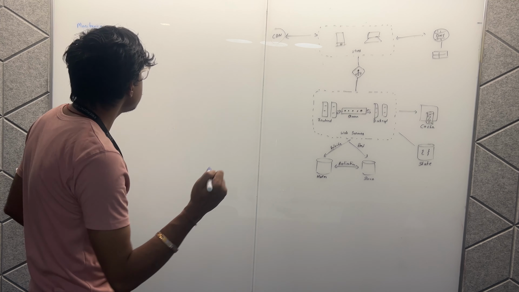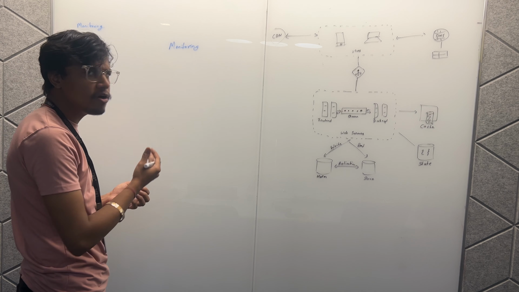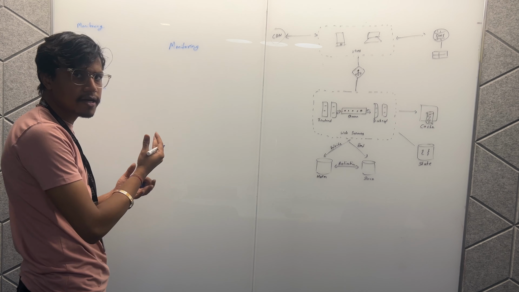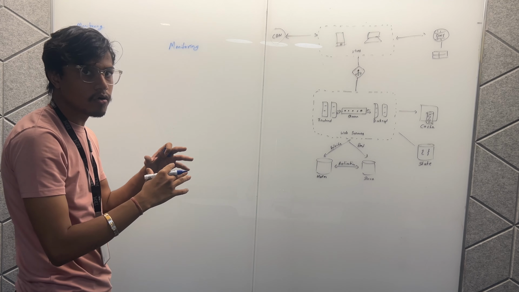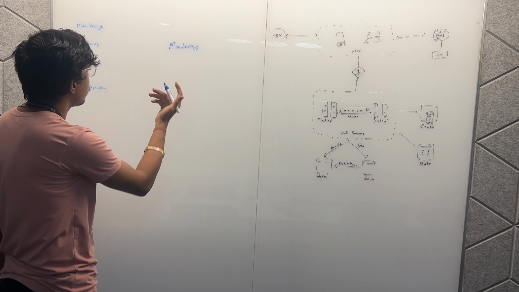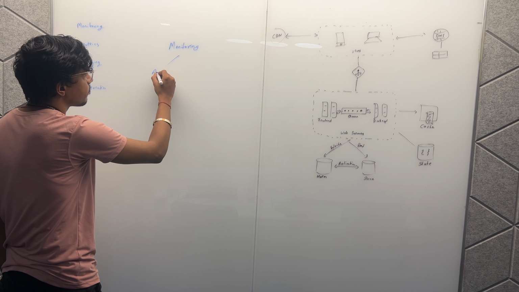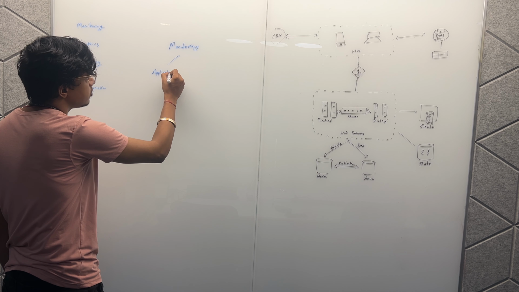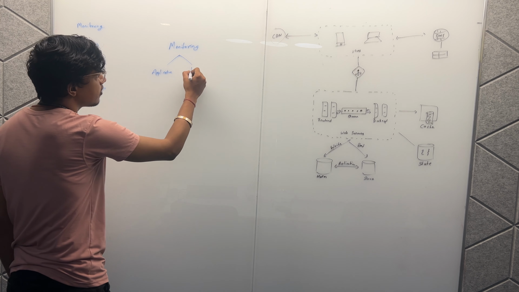So first, let us talk about monitoring. Monitoring explains itself by its name. Monitoring is just continuously checking the state of the components and the application that is deployed in your infrastructure. Okay. So there are two types of monitoring. One is application monitoring, and another is infrastructure monitoring.